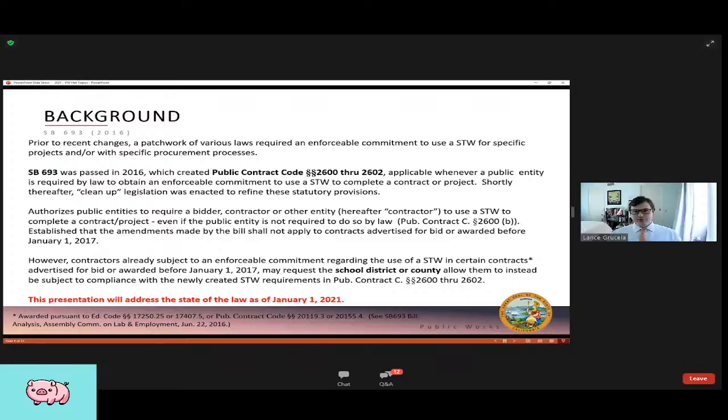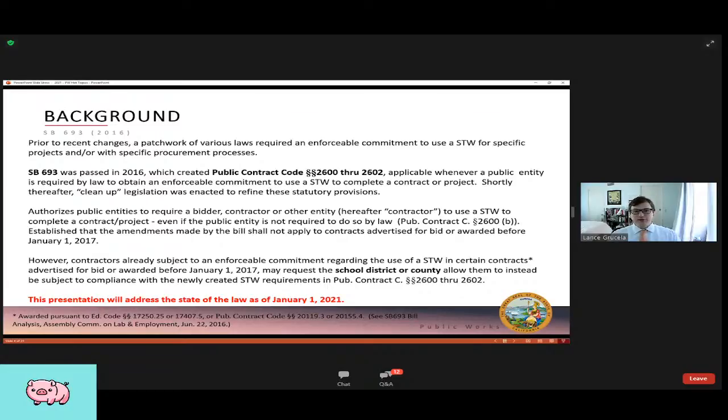That are being bid out using alternative contracting methods, for example, like lease-leaseback, that's a big one. So anyway, what was happening is there was this statement that basically said contractors need to use a skilled and trained workforce, but there was a requirement to have an enforceable commitment. But before that, there wasn't even a definition of what a skilled and trained workforce meant.